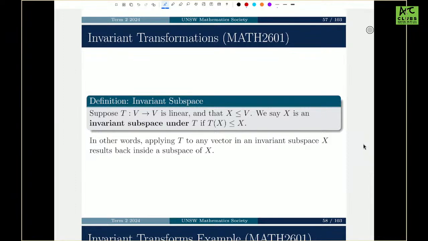Okay, suppose T is linear from a space to itself, and we have some subspace. We call X invariant under T if its image under T is a subspace of itself. So yeah, this thing basically.